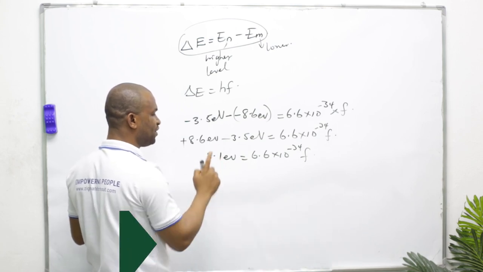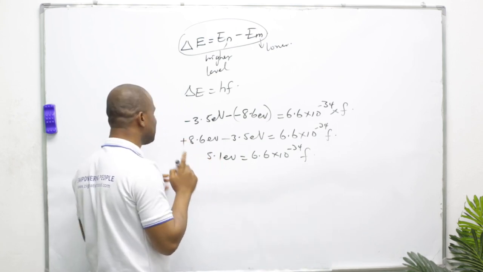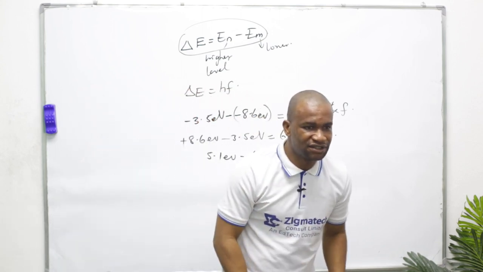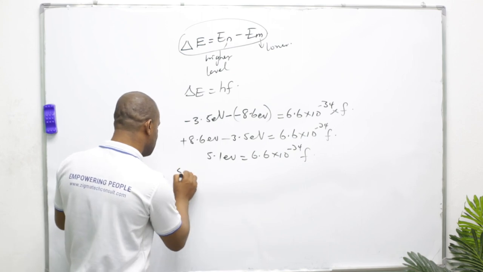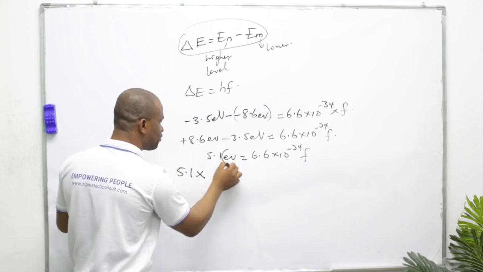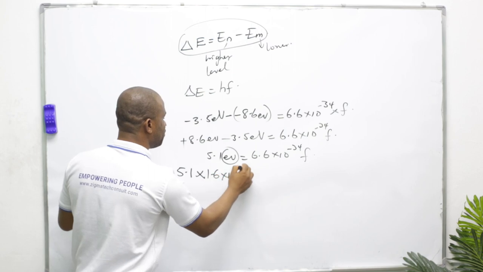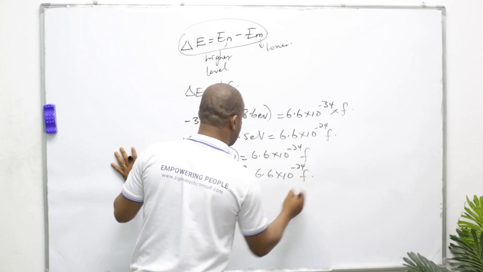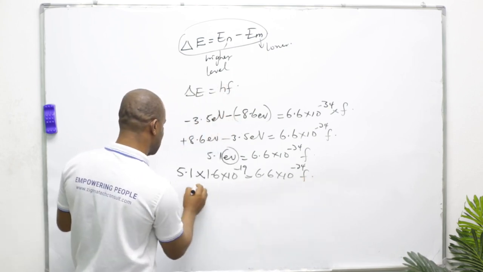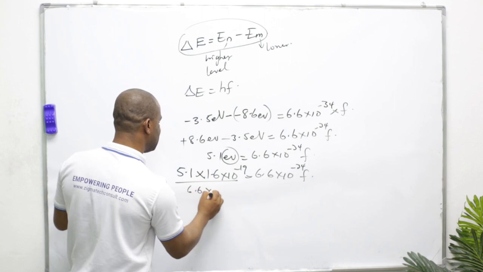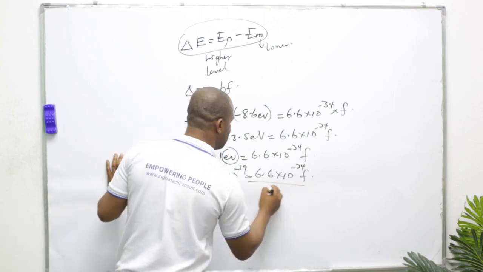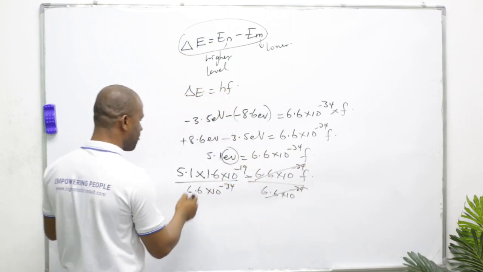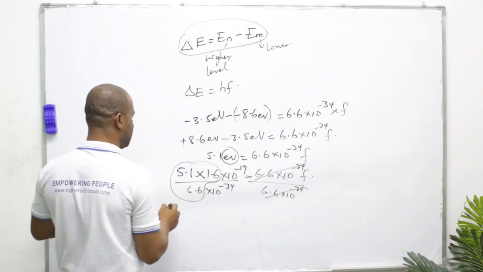Now, 1 electron volt is given as 1.6 times 10 raised to the power minus 19. Yes, 1.6 times 10 raised to the minus 19. So 5.1 times 1.6 times 10 raised to the minus 19 is equal to 6.6 times 10 raised to the minus 34 f. So I will divide both sides by 6.6 times 10 raised to the minus 34. Everything here cancels this. I'm going to deal with this whole thing.